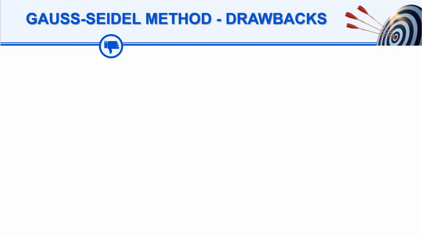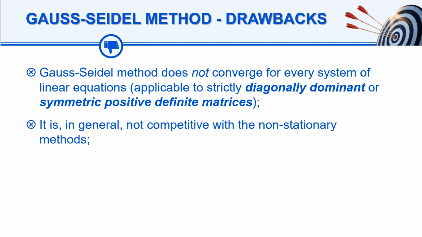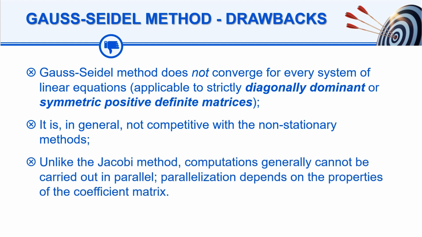The drawbacks of the method are: the method does not converge for every system of linear equations. It is applicable to strictly diagonally dominant or symmetric positive definite matrices. It is, in general, not competitive with the non-stationary methods. Unlike the Jacobi method, computations generally cannot be carried out in parallel. Parallelization depends on the properties of the coefficient matrix.